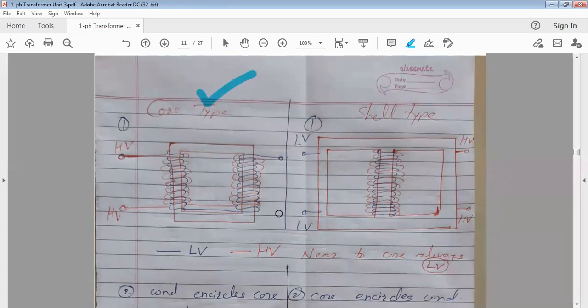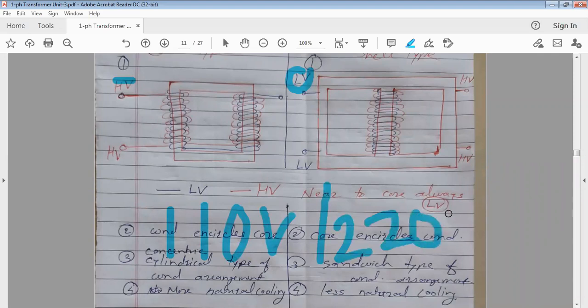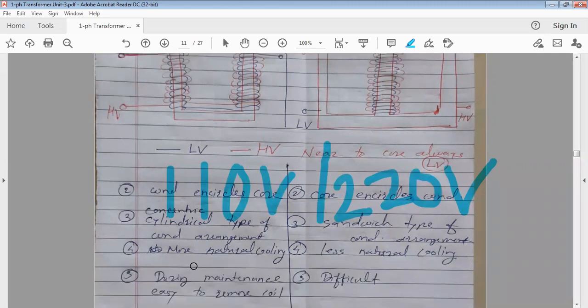Okay. So here I have used HV and LV terms. LV means low voltage, HV means high voltage. Whenever I say, suppose it's a 110 volt/220 volt transformer, out of these, which one is low voltage? Primary or secondary? Primary. Right. Primary is LV and secondary is HV. Okay, like this.